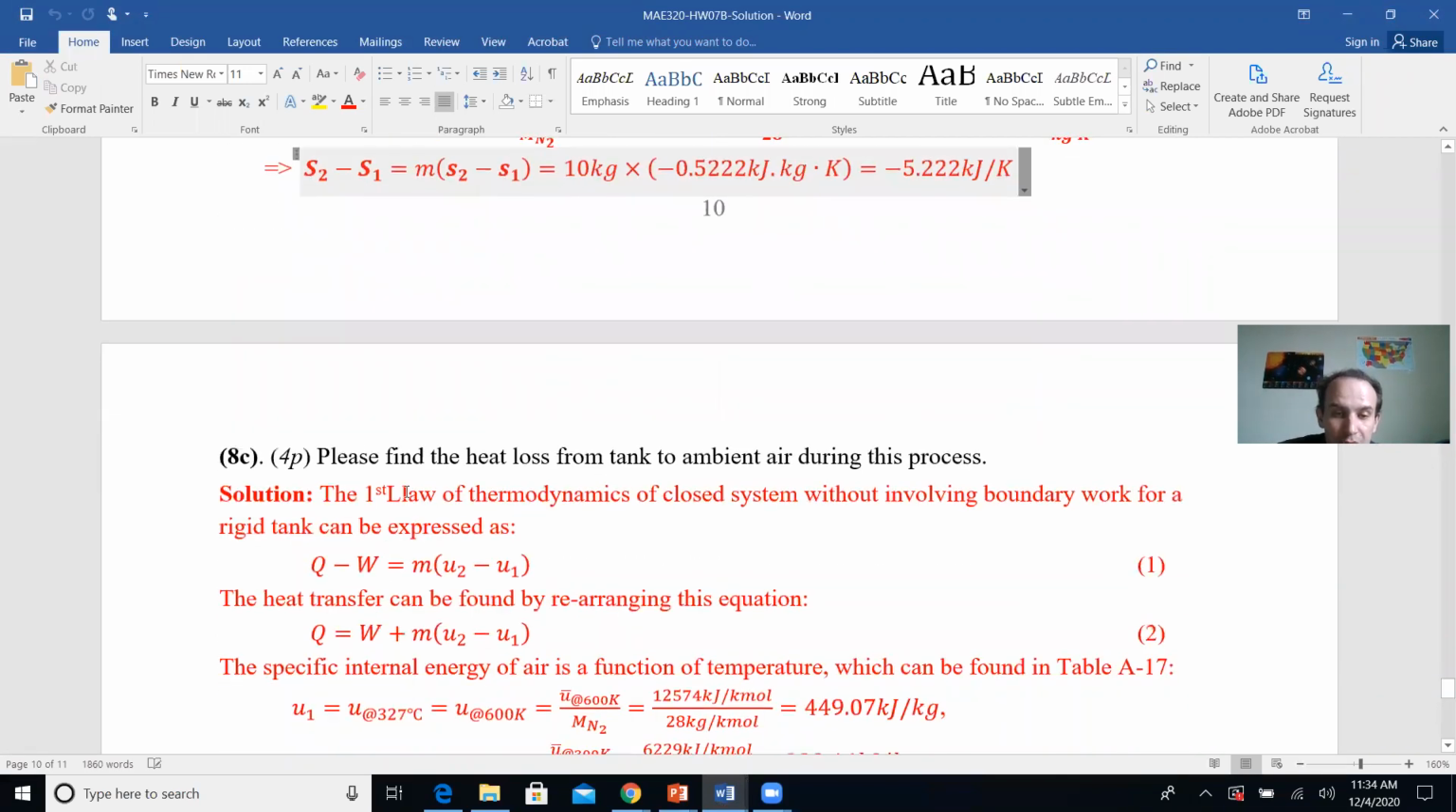Employ the first law of thermodynamics and calculate. Employ the first law and see what the heat transfer will be. This time you have cooling, but there will be no boundary work. So you will get that Q is equal to just U2 minus U1.